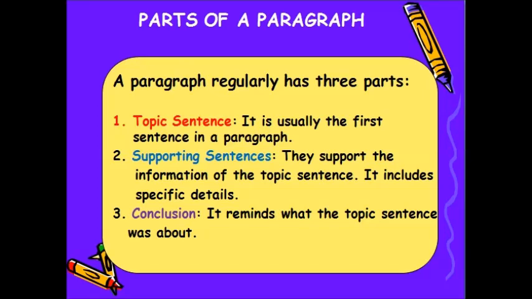A paragraph regularly has three parts. Part 1, the topic sentence. It is usually the first sentence in a paragraph. Second, supporting sentences, and they support the information of the topic sentence. It includes specific details. Third, conclusion. It reminds what the topic sentence was about and what the topic is about.